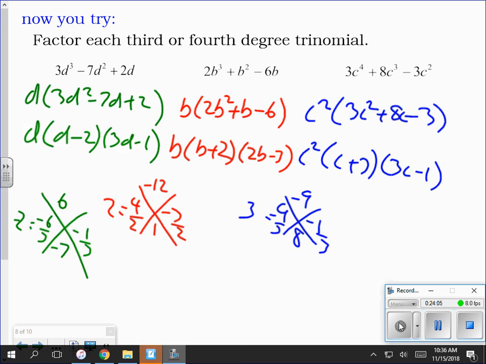Any questions? Always look for a common factor first. After that, you just have to try different things. You have to be able to look at them and decide what kind of factoring can I do. There's no necessary set way of doing things.